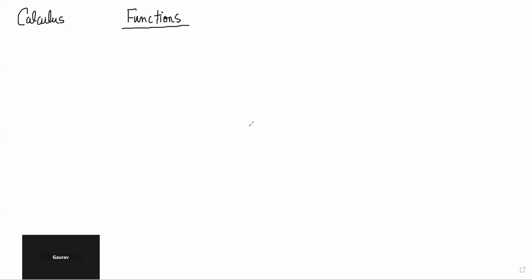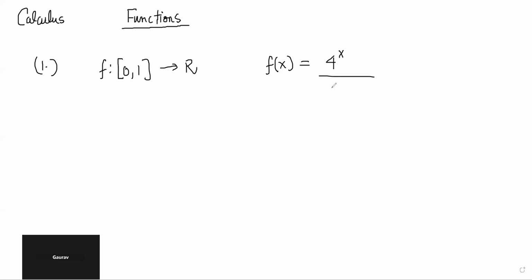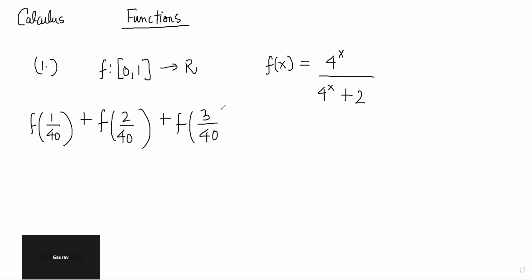Okay, first one is: let the function be defined from 0 to 1 to real, and it is written as f of x is 4 power x by 4 power x plus 2. You have to find out the value of f of 1 by 40 plus f of 2 by 40 plus f of 3 by 40 till f of 39 by 40, and subtract the value of f of half.